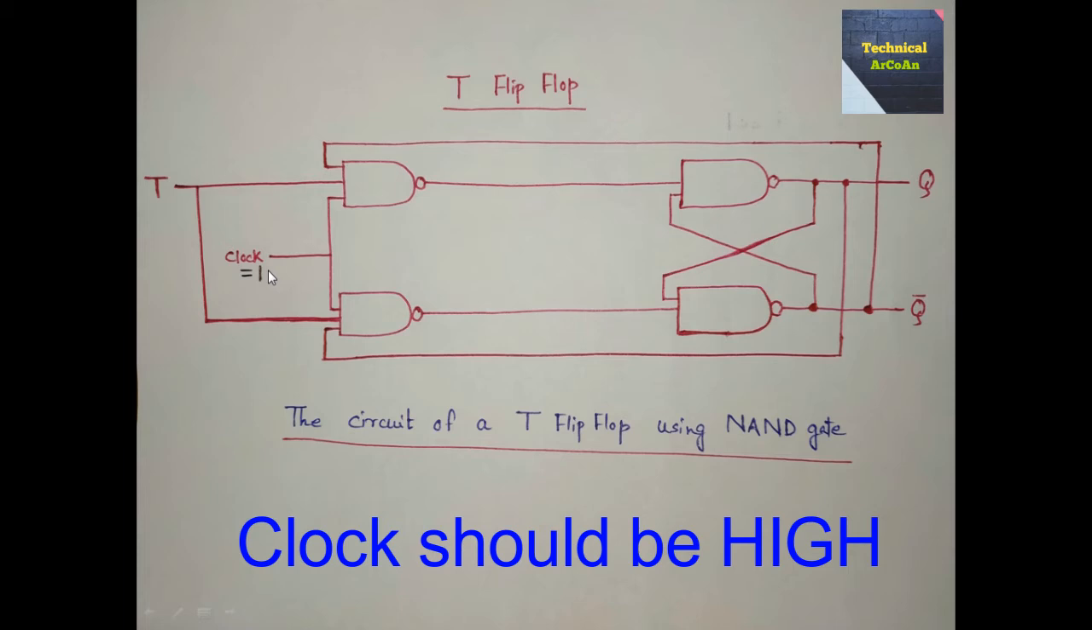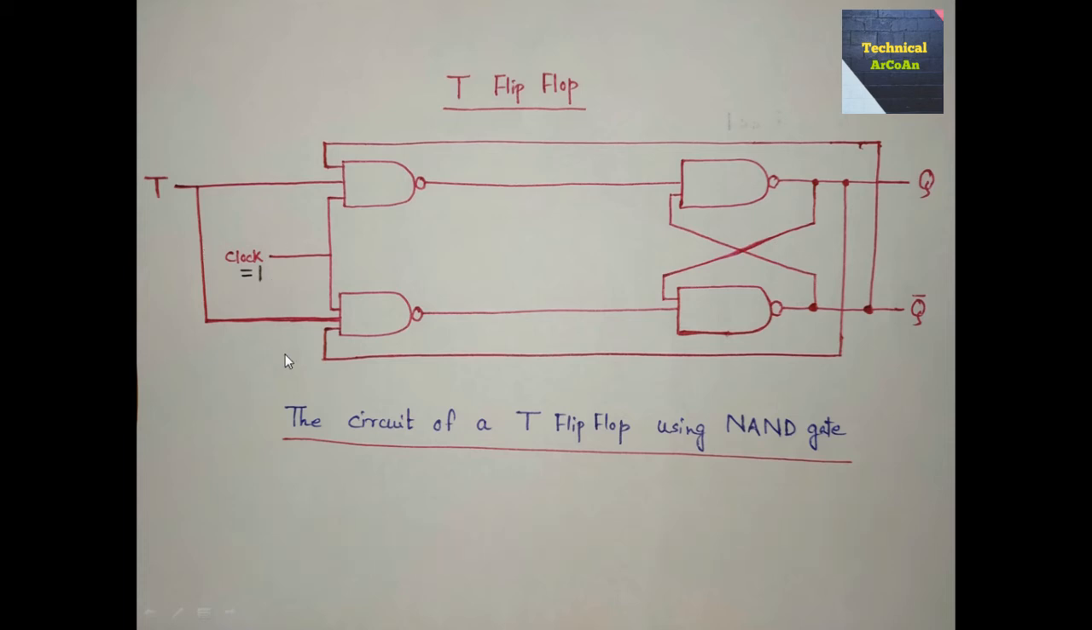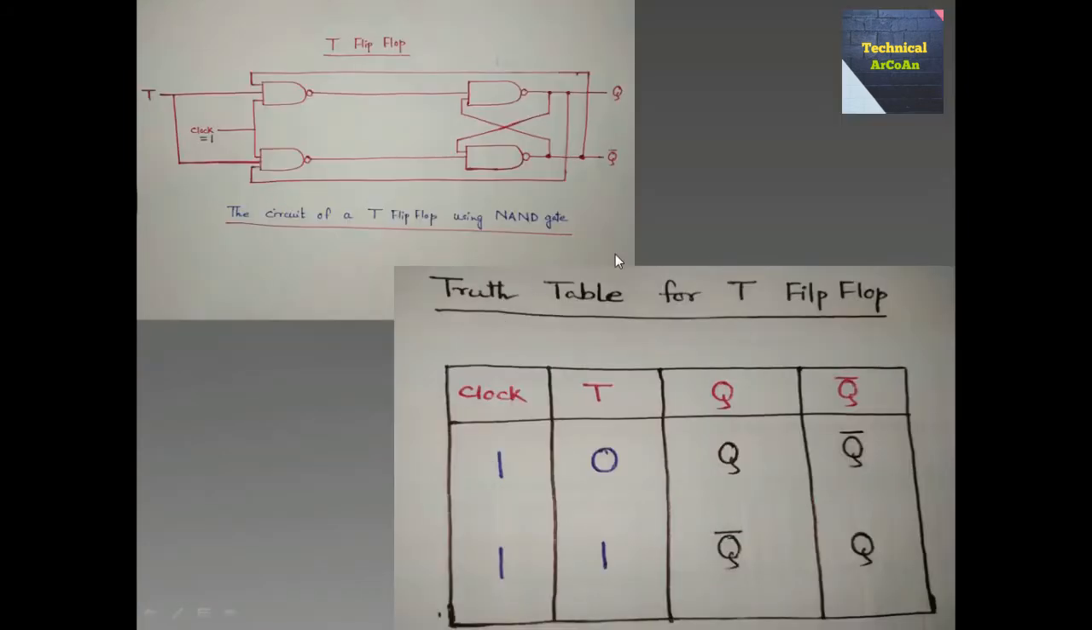A T flip-flop can be obtained from a JK flip-flop by just joining the J and K terminals together. So this is your J and K terminal. If we think of this as a JK flip-flop, just join them, and it forms a T flip-flop. So the T flip-flop has one input and two outputs, one is Q and the other is Q complement. Now this is the truth table for the T flip-flop.